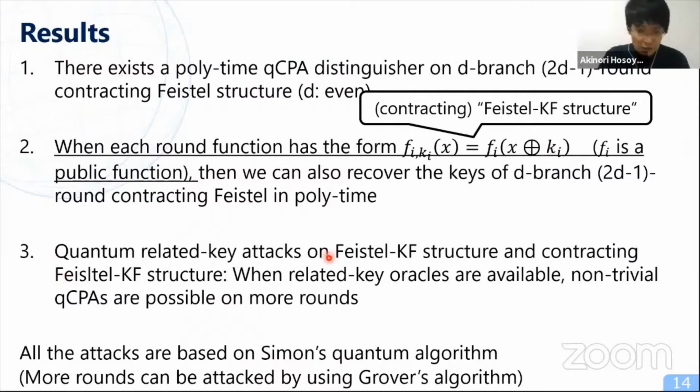Actually, I don't have enough time today to explain the details of the related key attacks, so please check our paper for details. And all these attacks are based on Simon's quantum algorithm. And more rounds can be attacked by combining Grover's algorithm.